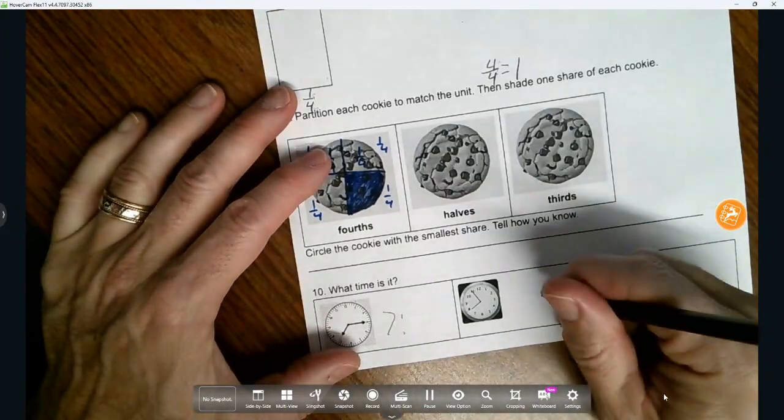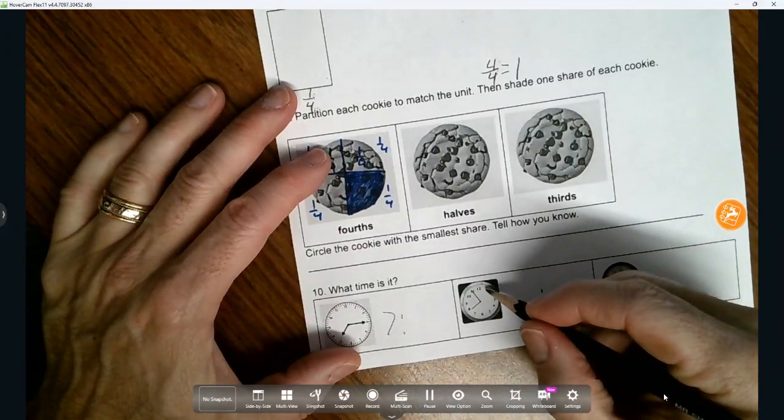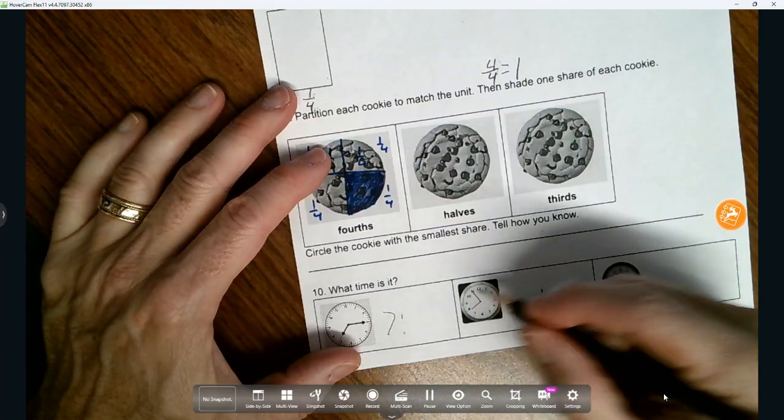Over here, I'm going to give you the minutes, not the hours. So if I look at the minutes, I'm right there. So I'm going to go 5, 10, 15, 20, 25, 30, 35, 40, 45, 50, 55.